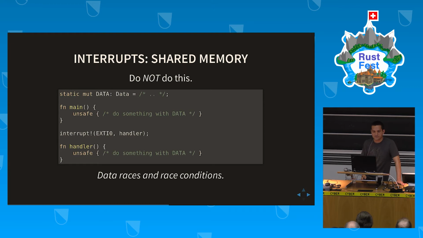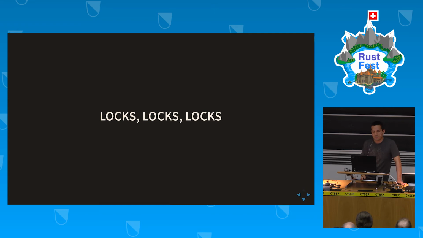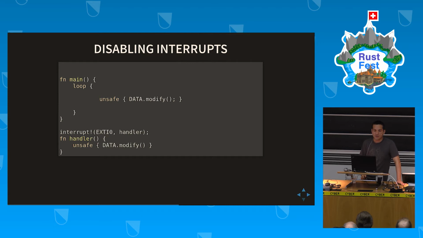So how can we do this memory sharing in a memory safe way? One way is to use locks to synchronize the operations. Looking again at the previous program, the main function and the interrupt handler both modify this shared data variable. The problem with this program is that if the main function is modifying the data variable and it gets preempted by the interrupt handler, then the interrupt handler might observe that the data variable is in some inconsistent state, or it might even find corrupted data.